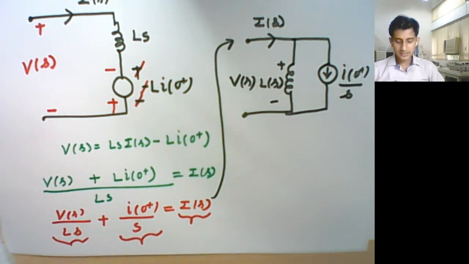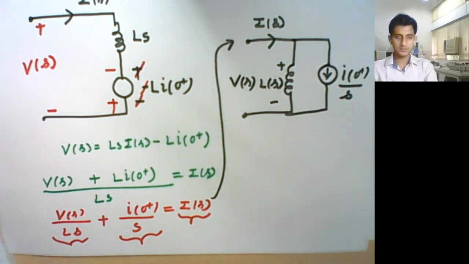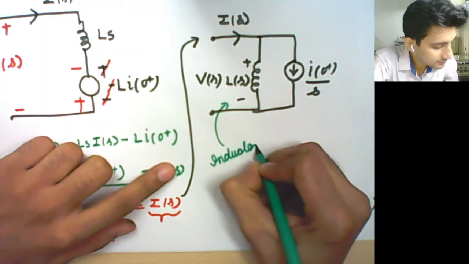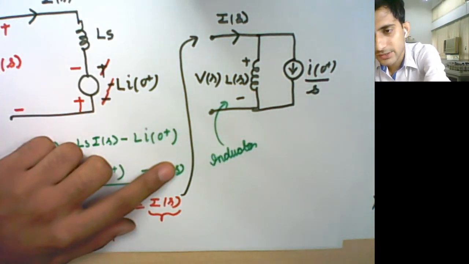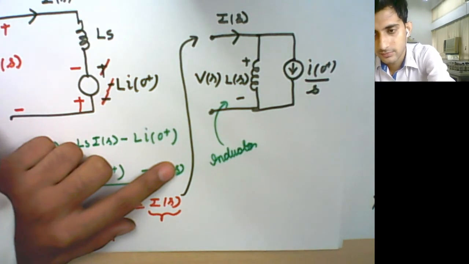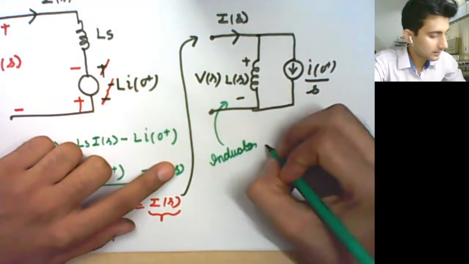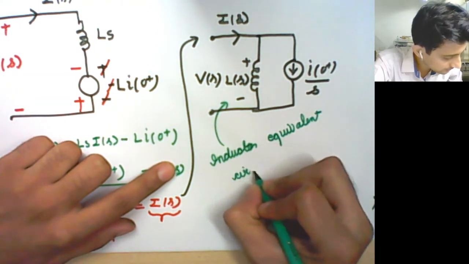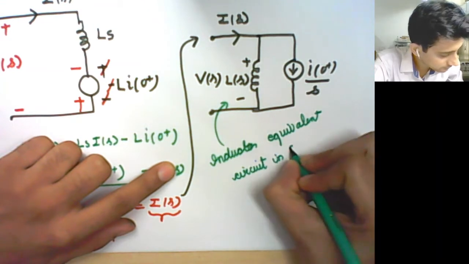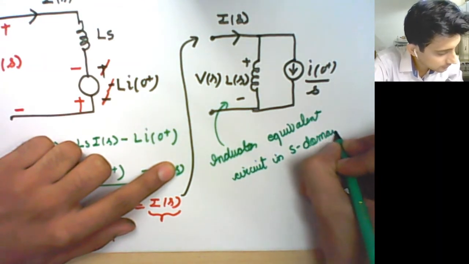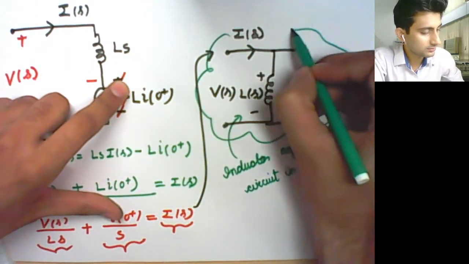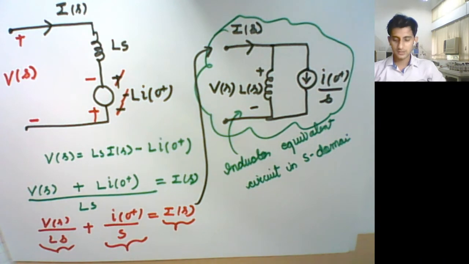So we can say that it is an inductor equivalent circuit in S domain. This was also an inductor equivalent circuit, but this is primarily used. Similarly, you can find the capacitor equivalent circuit in S domain.